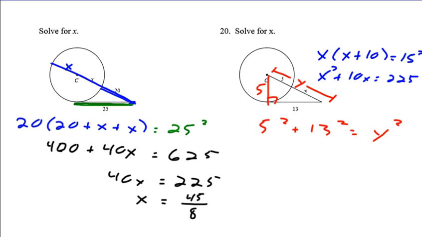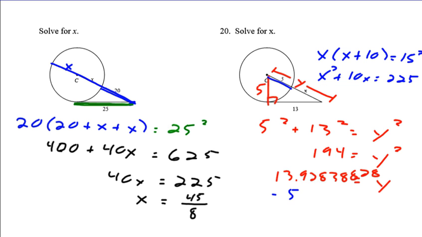If you recognize your triples, this is not one of them. So we have y squared equals 194. Y equals approximately 13.92838828. And because we want x and not y, we're going to take out the 5. So x is approximately equal to, not congruent to, 8.93.